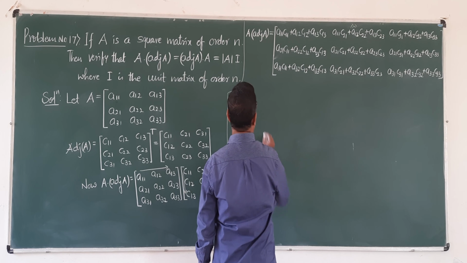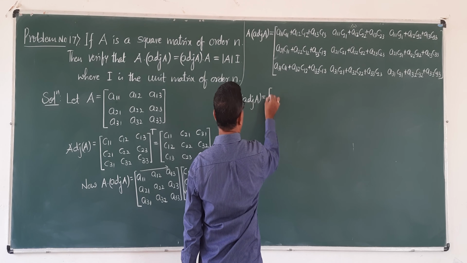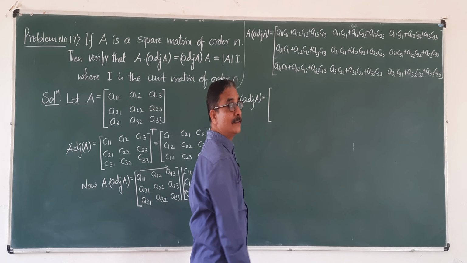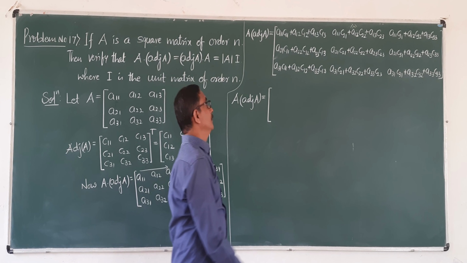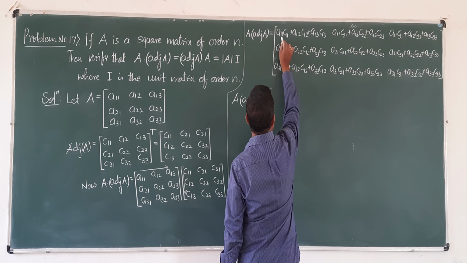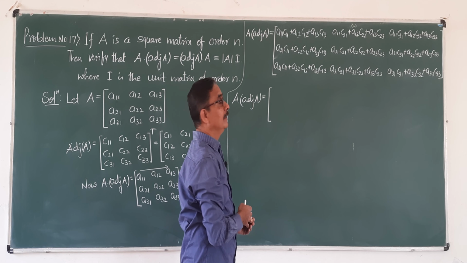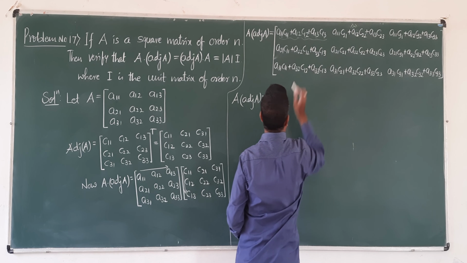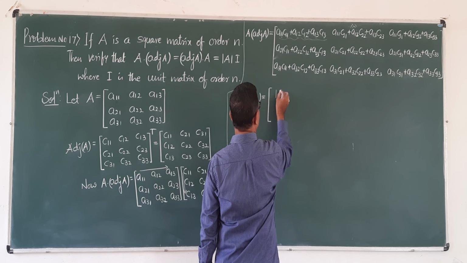Now simplify. A into adjoint of A is equal to, as you know from the previous session, the result: when the suffix is the same, 11 11, 12 12, 13 13, what is the value of A11 C11, A12 C12, A13 C13? Its value is determinant of A. If different suffixes are given, its value is 0.